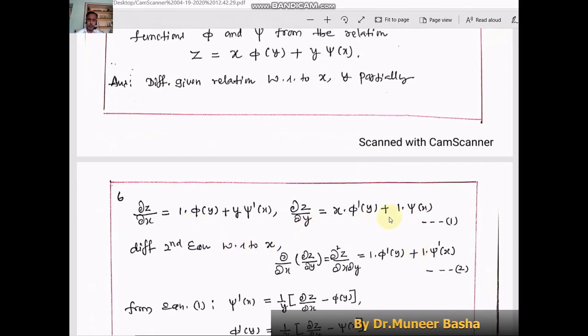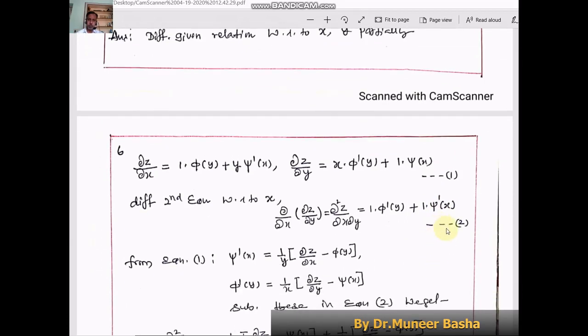So from these relations we can differentiate one of the equations again with respect to x. Say I am going to differentiate the second equation with respect to x. You will get ∂/∂x of ∂z/∂y equals ∂²z/∂x∂y, and that equals, on the right hand side, the x derivative with respect to x is 1 times φ'(y) as it is, plus xξ differentiation with respect to x is ξ'(x).